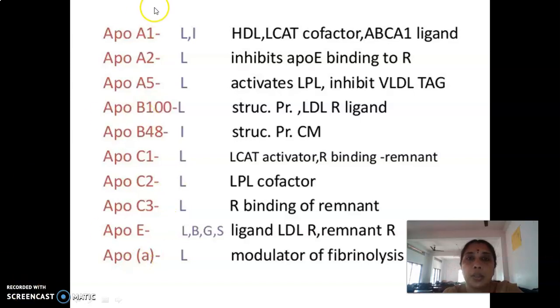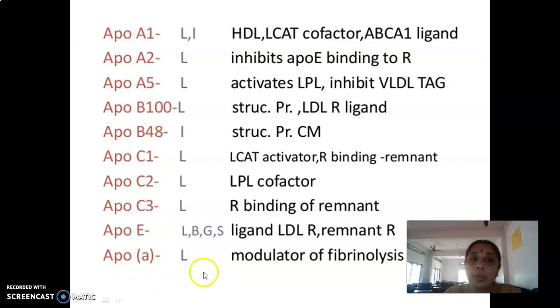So these are the different classes of apolipoproteins, starting from A1, A2, A5, B100, B48, C1, C2, C3, ApoE and apolipoprotein A, right? So apolipoprotein A is actually forming a part of ApoB100, right? Apolipoprotein A is a part of ApoB100, right? So it is found to be attached to ApoB100, and it cannot exist alone.